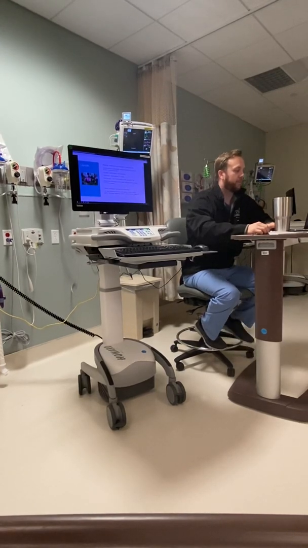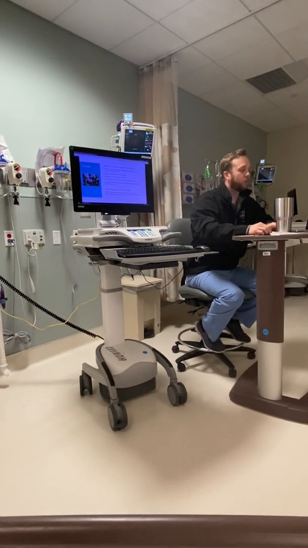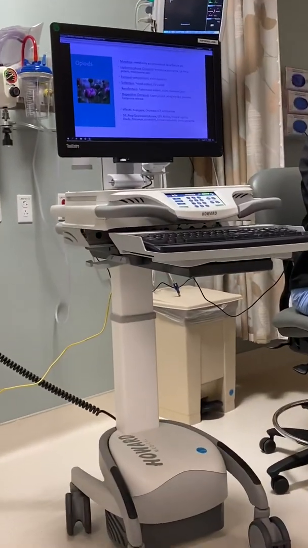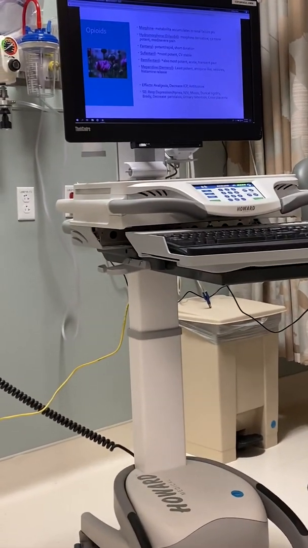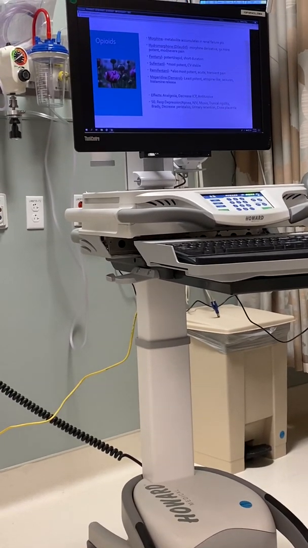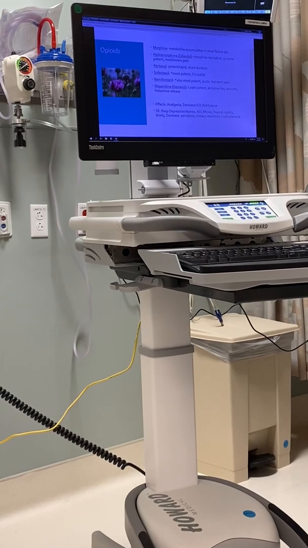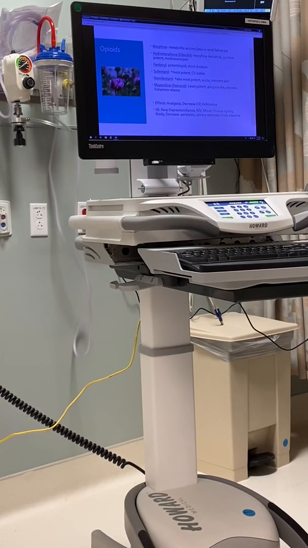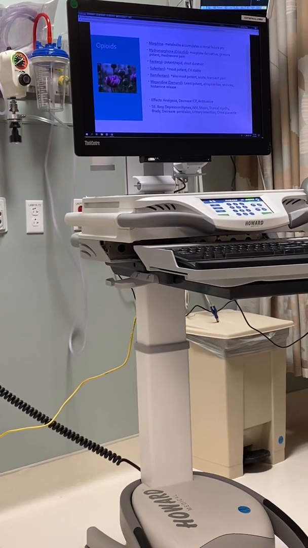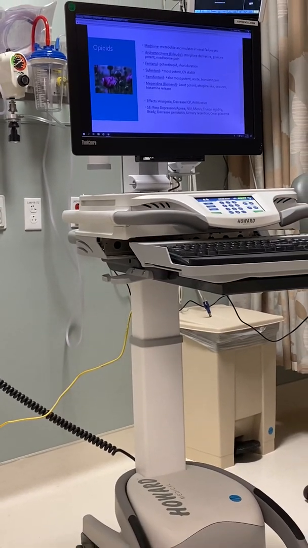Opioids. Ones you see most commonly: morphine, Dilaudid, fentanyl, sufentanil, remifentanil, and Demerol. Morphine. The problem with morphine that we see a lot of times is that it can accumulate in renal patients, since it's mostly renally excreted. Dilaudid is great. It's a morphine derivative, 5 times more potent than morphine, good for moderate to severe pain. Used a lot of times in PCAs.